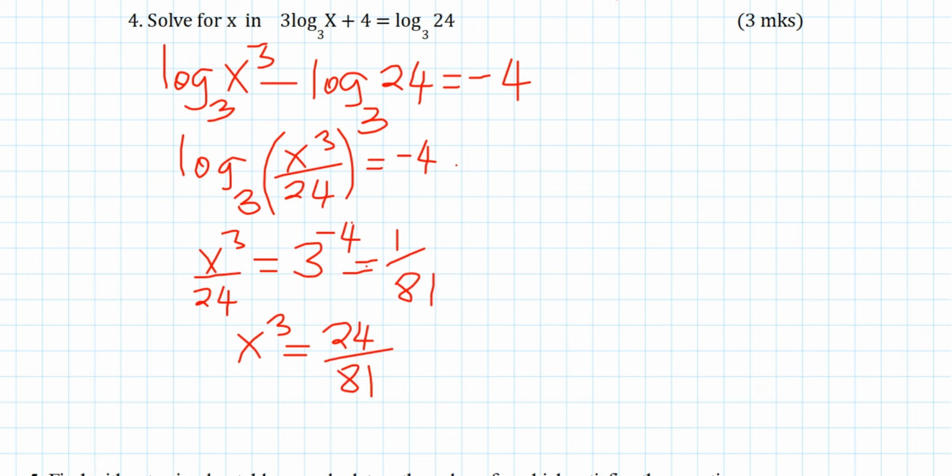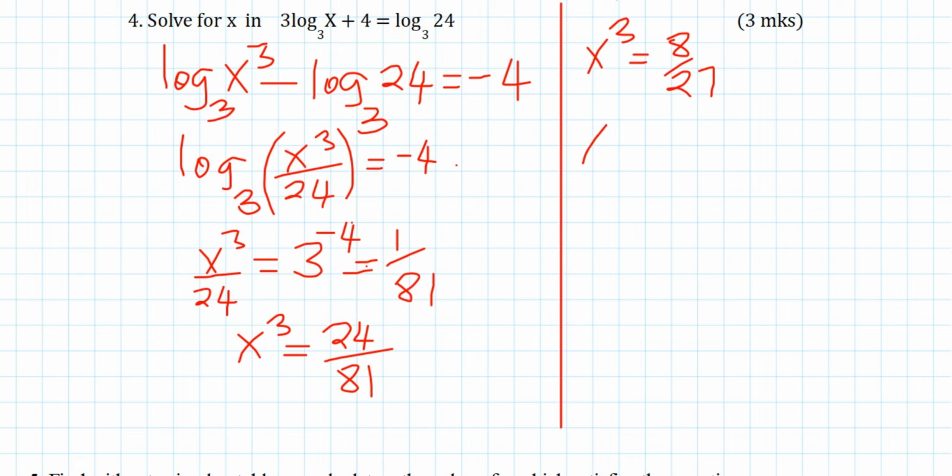And now simply, so that we can get the value of x, we first of all simplify 24 out of 81. So when we divide 24 by 3, we get 8, and 81 by 3, we simply get 27. And then from there, to get the value of x, we cube root the value 8 out of 27. And since these are perfect cubes, when we cube root, we are going to obtain 2/3. And so the value of x in this question is 2/3.